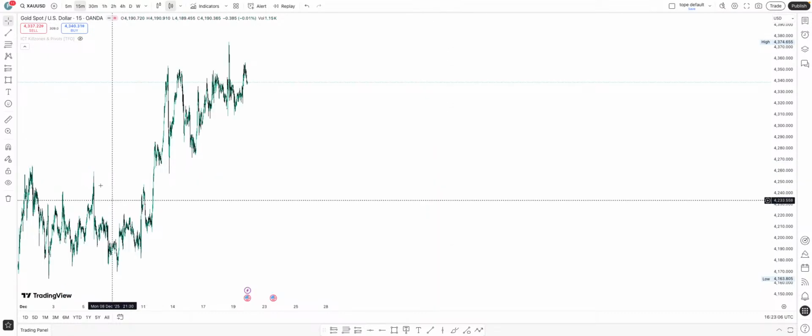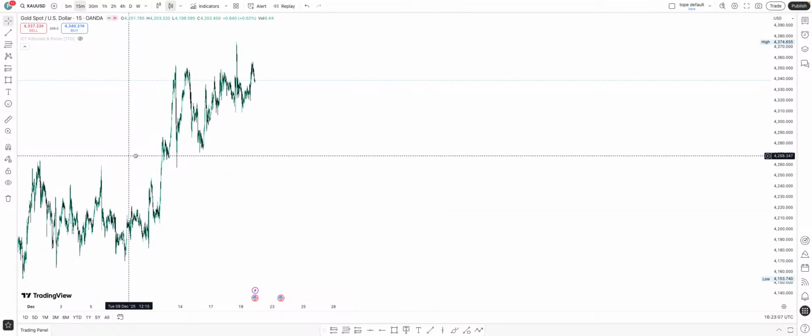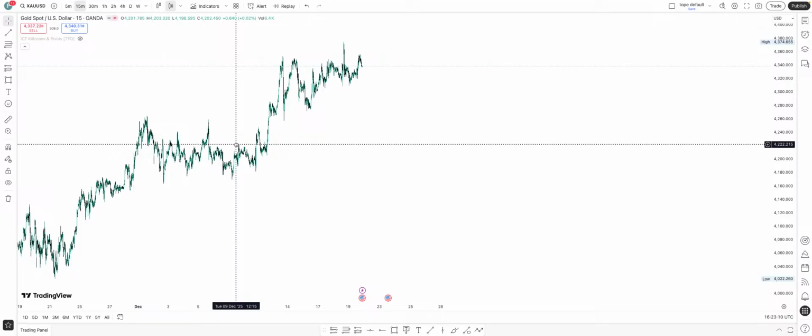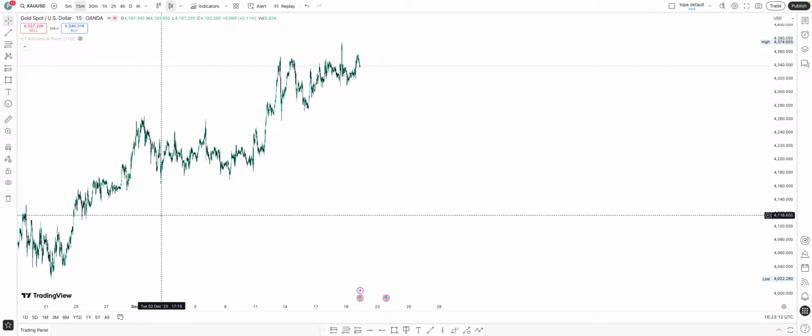By just looking at this chart right now, let's just start here. By just looking at this chart right now, what type of trend are you looking at without even using break of structure or anything? What type of trend are you looking at with just this little part that I'm showing you?